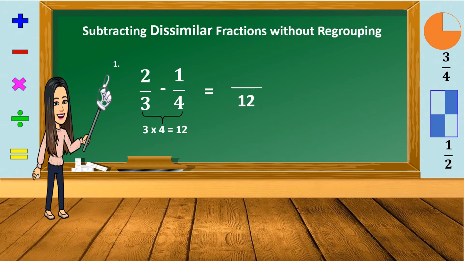And then get the cross product by multiplying the numerator and the denominator diagonally, starting from the upper left. So we have 2 times 4, the answer is 8. Then 1 times 3 is 3. Subtract the cross products, so we now have 8 minus 3 over 12. Then subtract your numerators. 8 minus 3, the answer is 5. Copy the common denominator, the answer is 5 over 12.